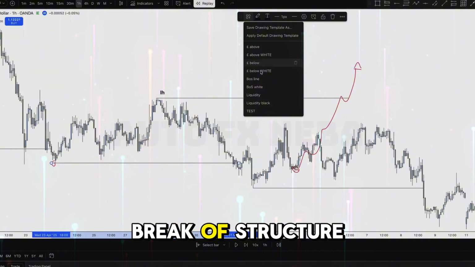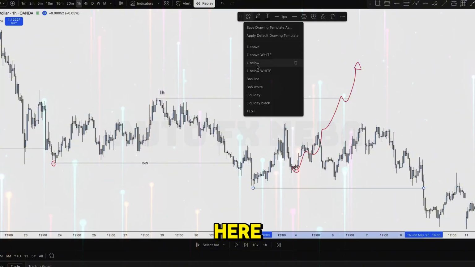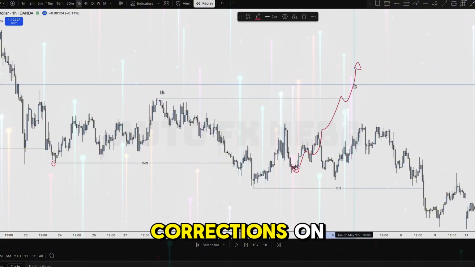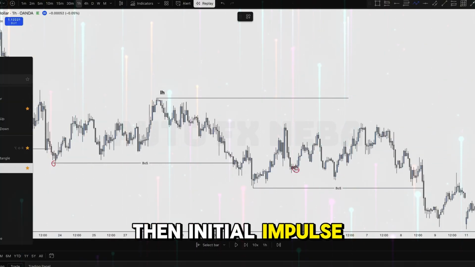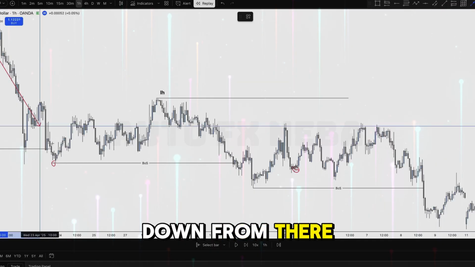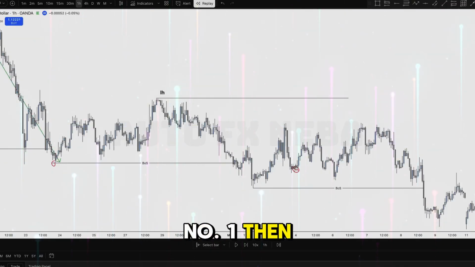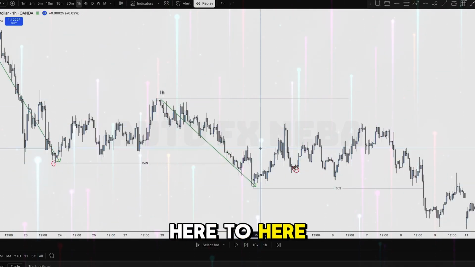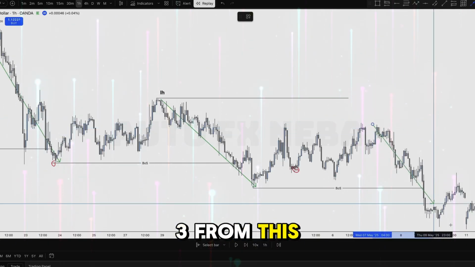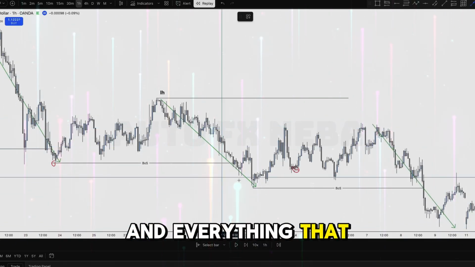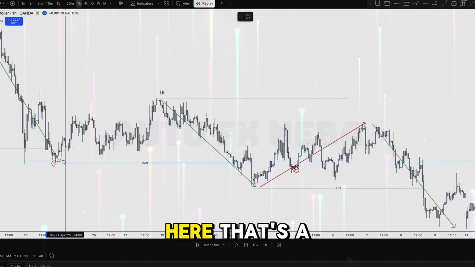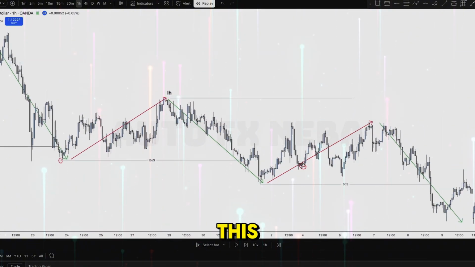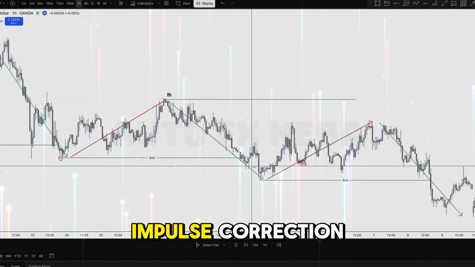We've got a break of structure here, we've got a break of structure here, and to mark those impulses and corrections up to the current point, we basically have the initial impulse, which is going to be the movement down from there to there, so that's impulse number 1. Then we have impulse number 2 from here to here, and then we have impulse number 3 from this high down to this low, and everything that took place between these points. So this one, that's a correction, and this one here, that's a correction. And when you've got it mapped like this, it becomes very obvious. Impulse, correction, impulse, correction, impulse.